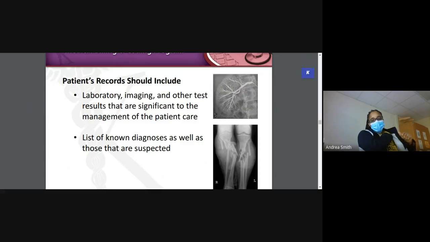This picture here is terrible because their legs are shattered completely, and that's going to take several surgeries to heal. But the patient's record should include laboratory findings, imaging, so your MRIs, x-rays, or other test results that are significant to the management of the patient's care, a list of the known diagnoses as well as those that may exist or suspected.